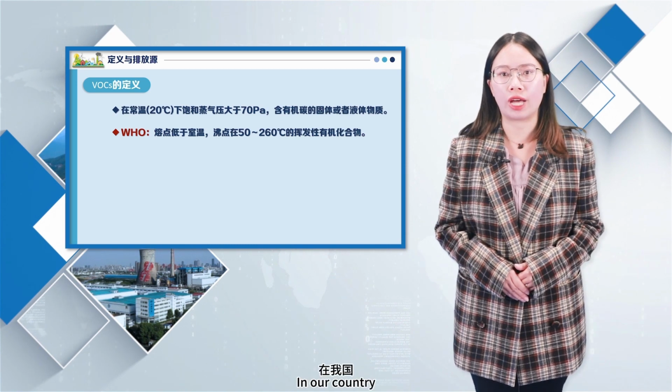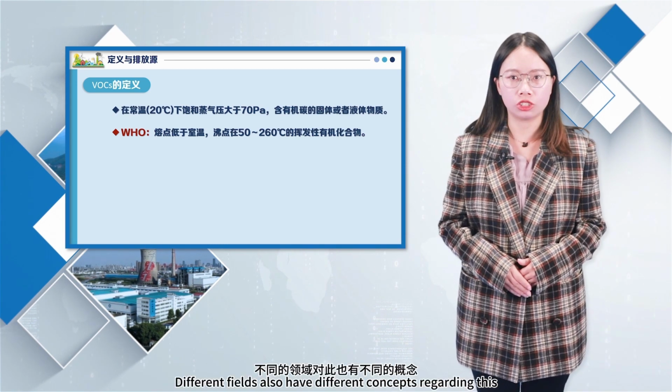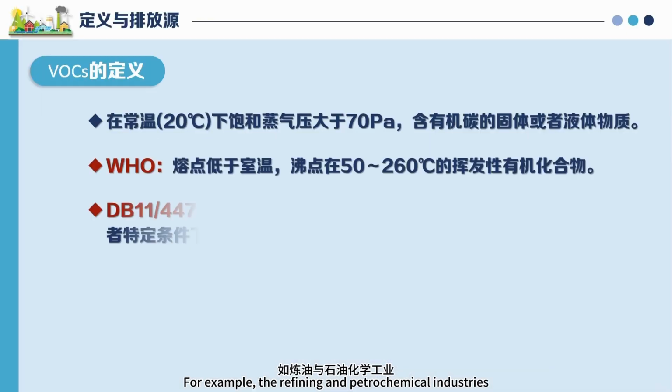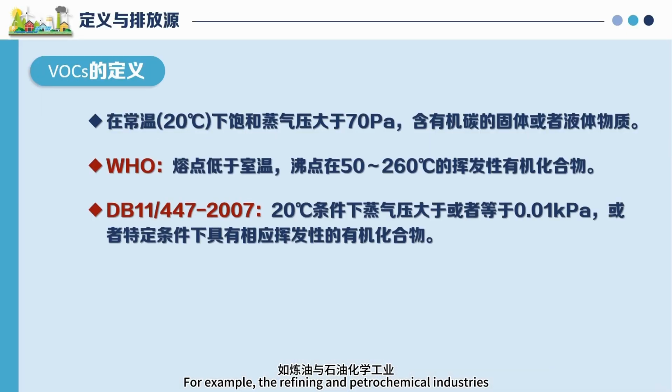In our country, different fields also have different concepts regarding this. For example, the refining and petrochemical industries' air pollutant emission standards define VOCs as a collective term for all organic compounds with a vapor pressure greater than or equal to 0.01 kilopascals at 20 degrees Celsius, or having corresponding volatility under specific applicable conditions.